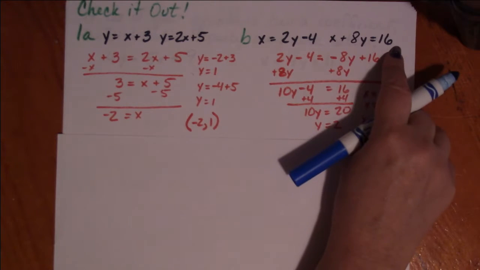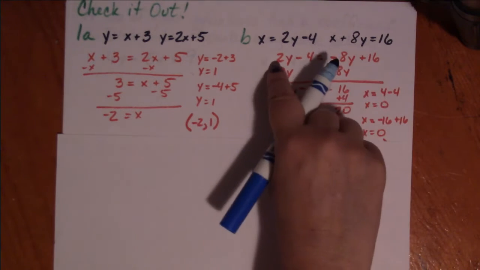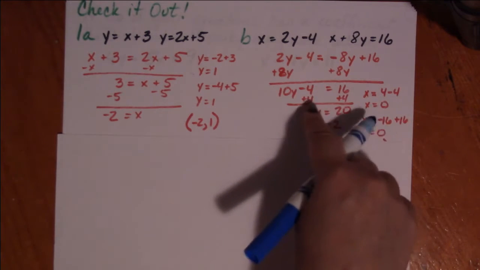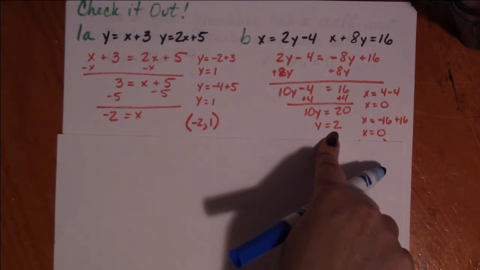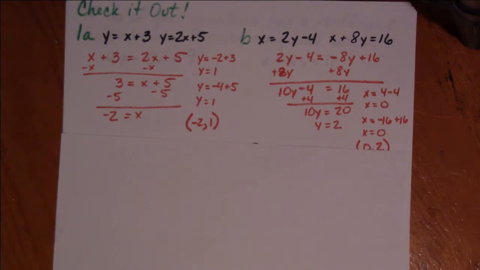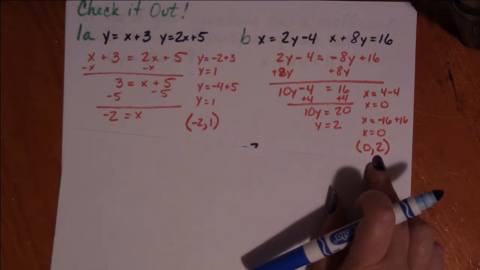Here I have to subtract that 8y from both sides so that I get 2y minus 4 equals negative y plus 16. And I manipulate this equation so that I learn that y equals 2. And when I plug y back in, I find that x equals 0, and our answer is 0, 2.